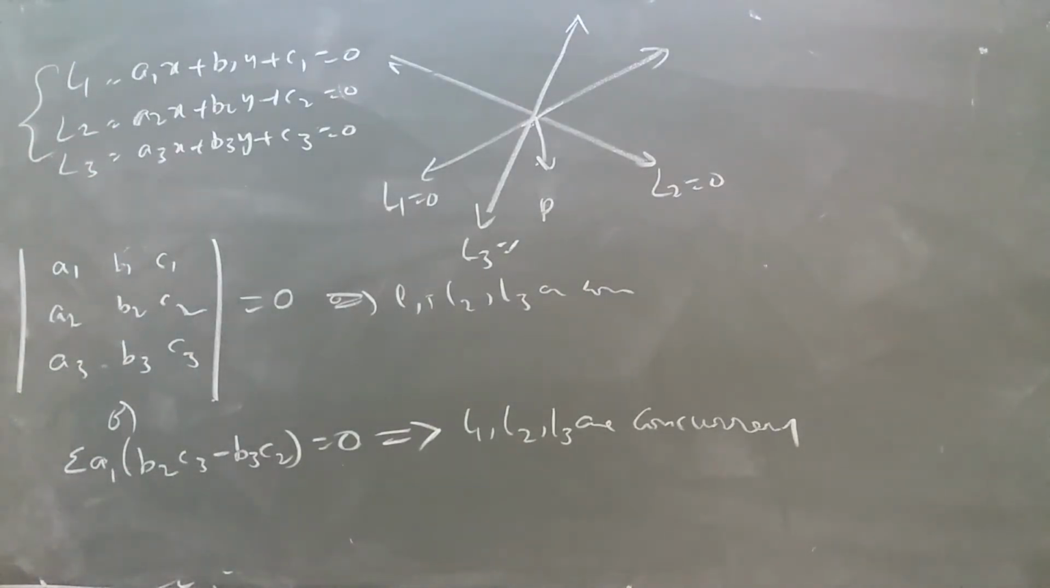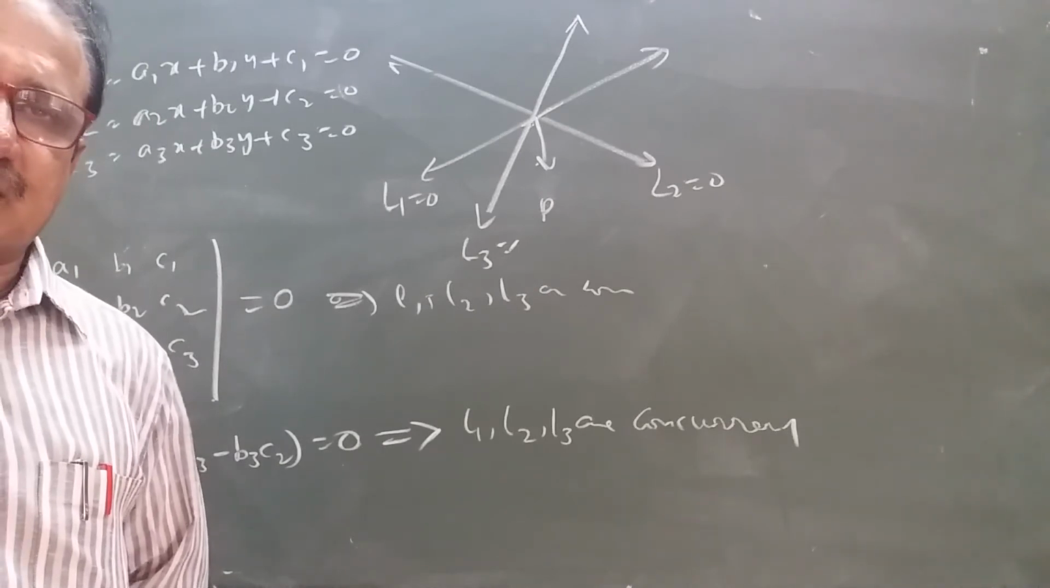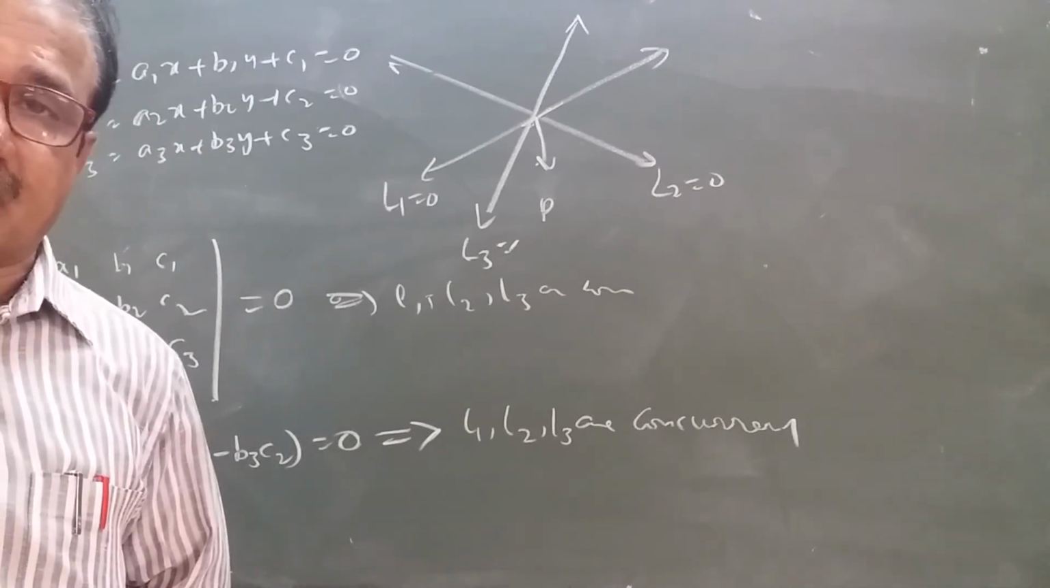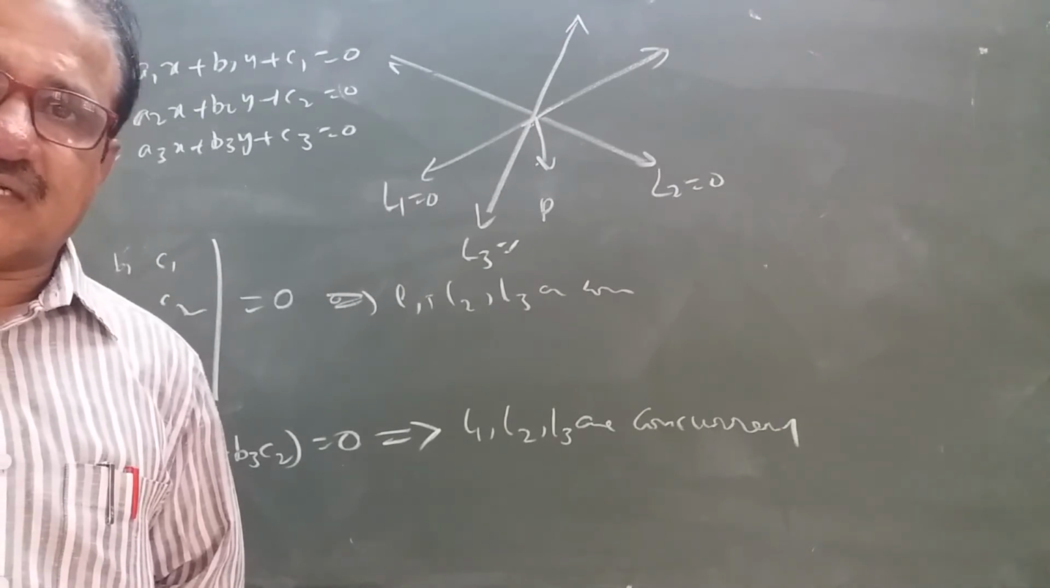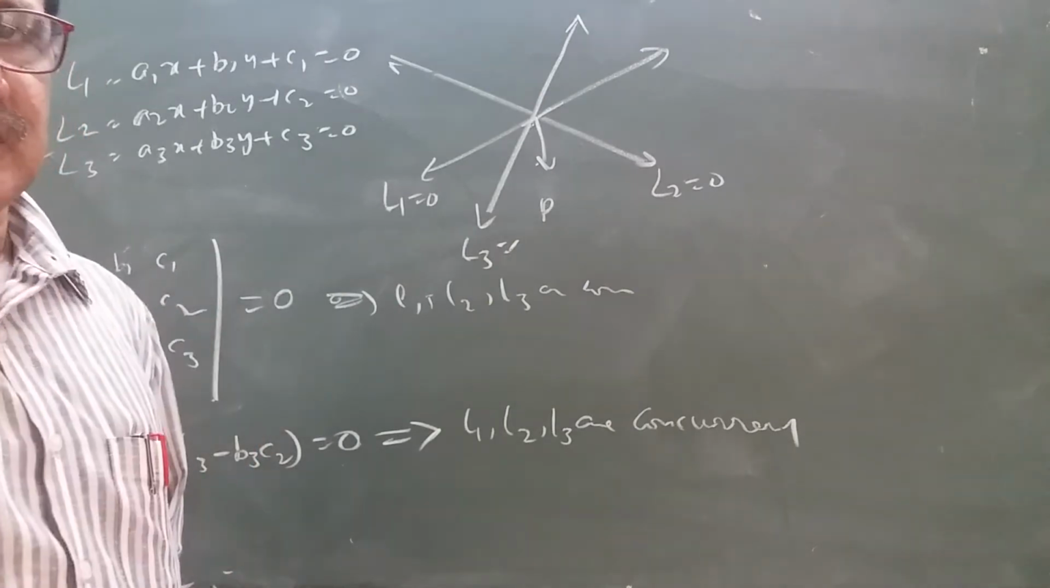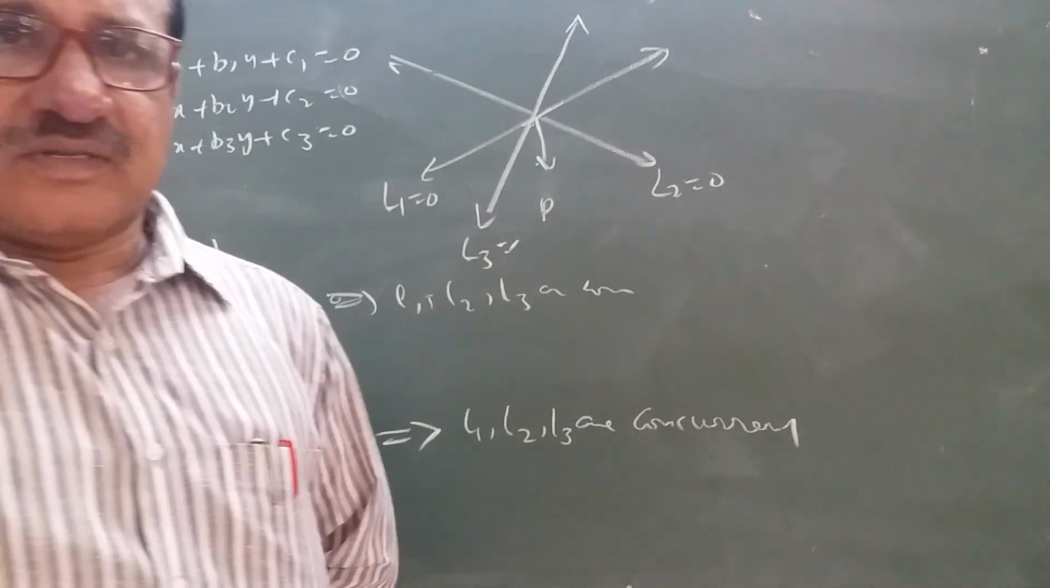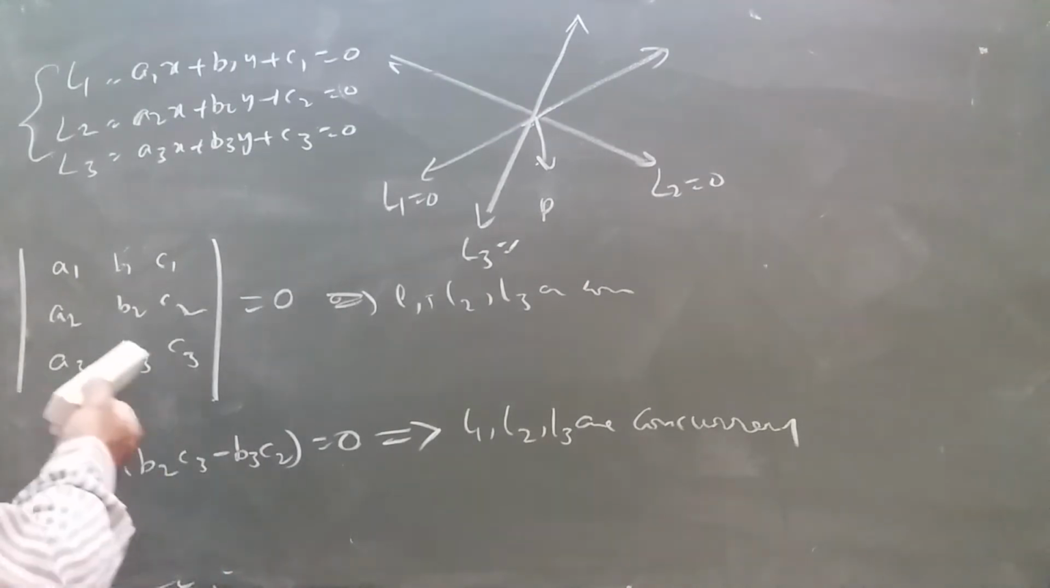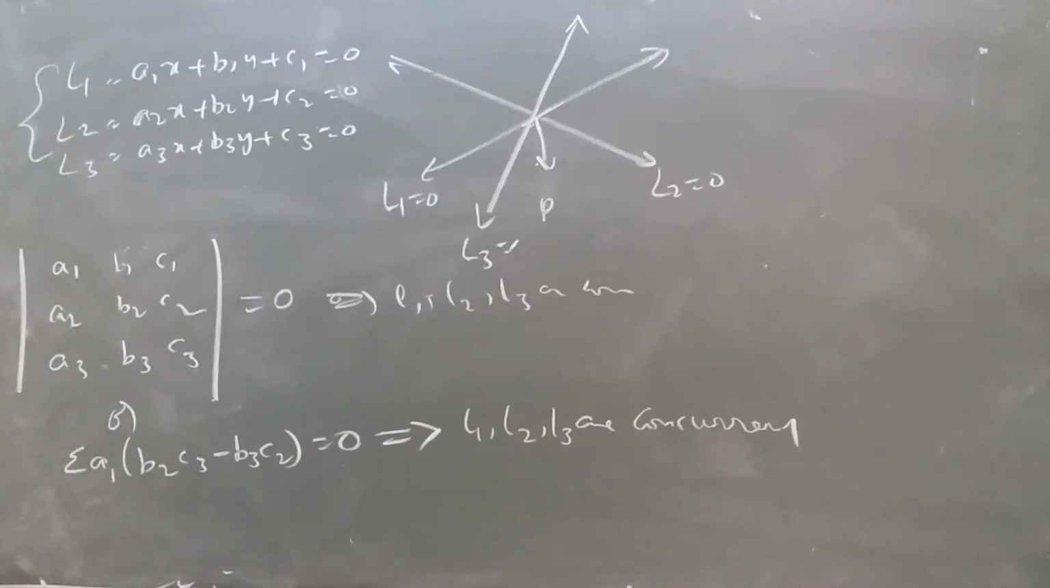If three lines are given, our question is to show the given three lines are concurrent, or find the value of the unknown k if three lines are concurrent. For those problems we can use this condition. The condition for concurrency is that the determinant of the coefficients matrix must be equal to 0, that is, sigma A1 into (B2 C3 minus B3 C2) must be equal to 0. This is about the point of concurrency.